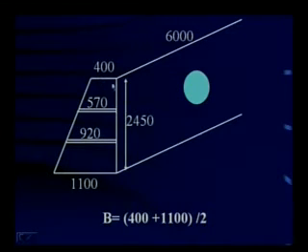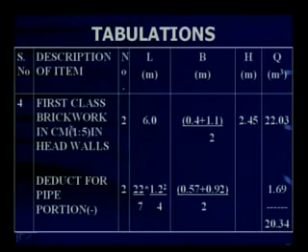So I take the average of that. To get the average width, I have taken it as (400 plus 1100) by 2. This is the pipe in the body of the head wall which is running along. Now, this is how we tabulate it.